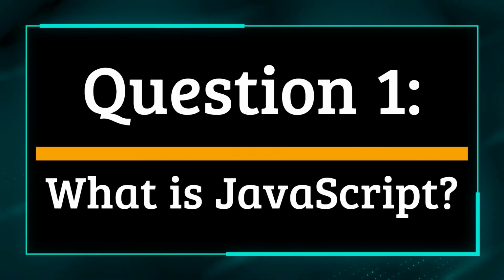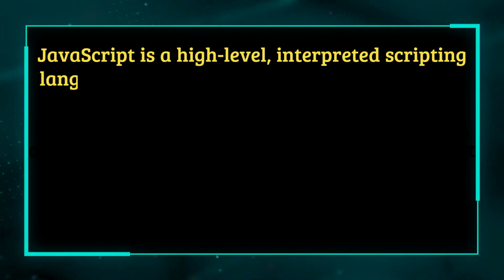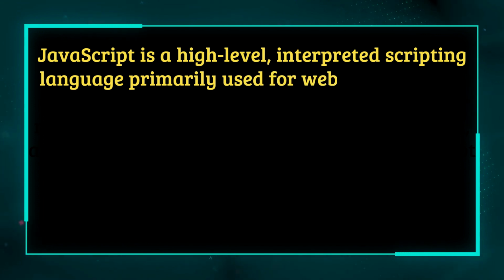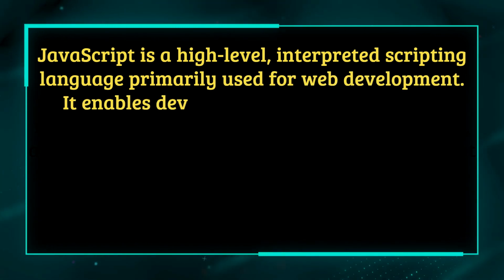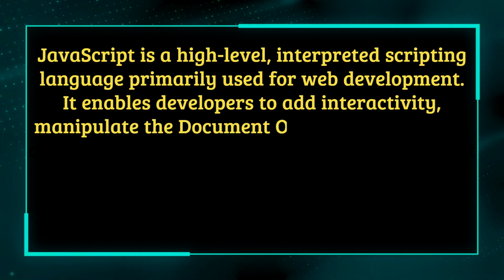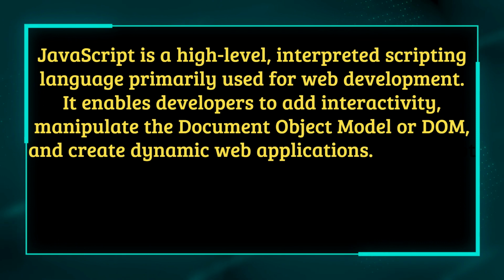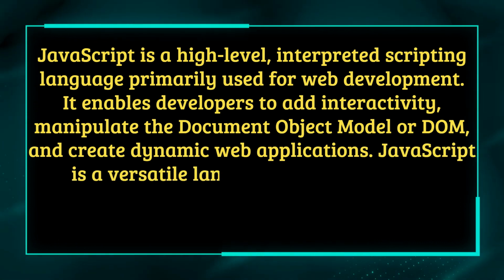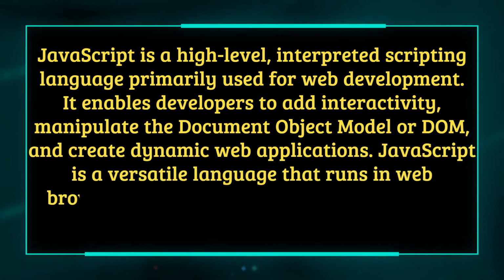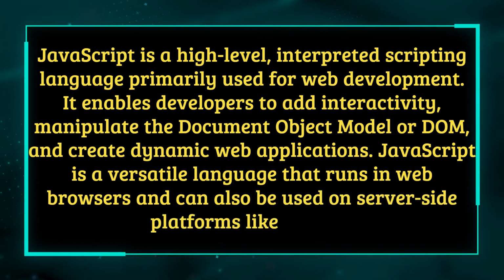Question 1. What is JavaScript? JavaScript is a high-level, interpreted scripting language primarily used for web development. It enables developers to add interactivity, manipulate the document object model, or DOM, and create dynamic web applications. JavaScript is a versatile language that runs in web browsers and can also be used on server-side platforms like Node.js.